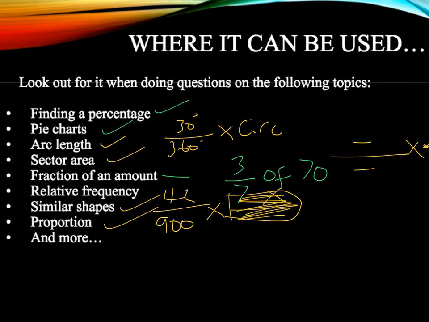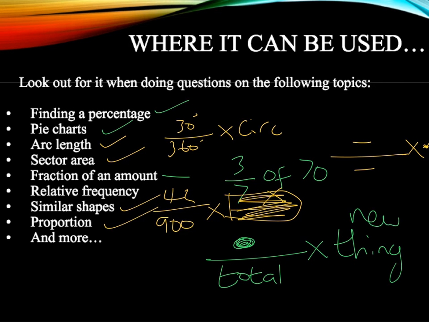So what I want you to do is be really mindful about these sort of converting questions. If you're trying to turn something into something else, let's see if we can always try and use our special formula where we've got something divided by the total multiplied by the thing we're turning it into. So I'm going to call it the new thing, whatever that is.